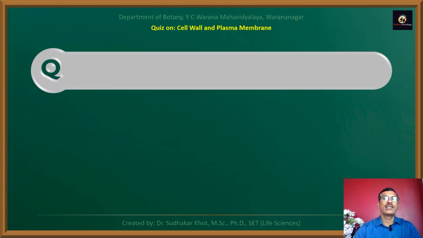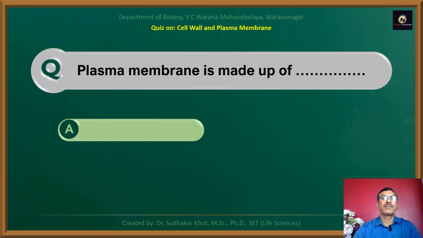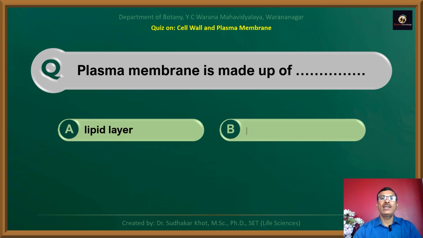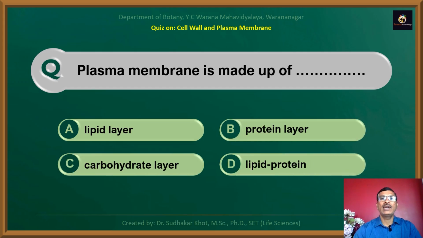Next question. Plasma membrane is made up of A. Lipid layer, B. Protein layer, C. Carbohydrate layer, and D. Lipid protein bilayer. What makes plasma membrane? It is made up of lipid and protein bilayer.